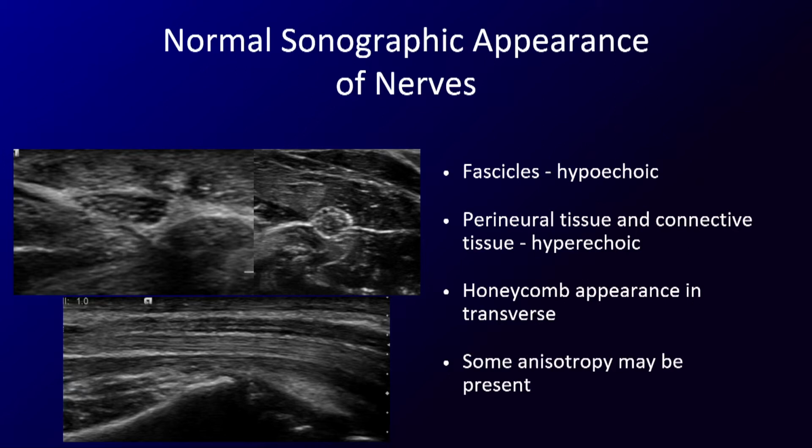Nerves are composed of fascicles, which are hypoechoic, and then intervening connective tissue or perineural tissue, which is hyperechoic. So in the short axis, you'll see that it has a honeycomb appearance where you have these hypoechoic fascicles with intervening hyperechoic tissue and surrounding hyperechoic tissue. In the long axis view, the nerve has a fascicular pattern. So you see kind of like squid ink pasta or a cable with hypoechoic fascicles. Look in comparison with the underlying tendon, which is relatively more hyperechoic, but also has a fibrillar pattern.